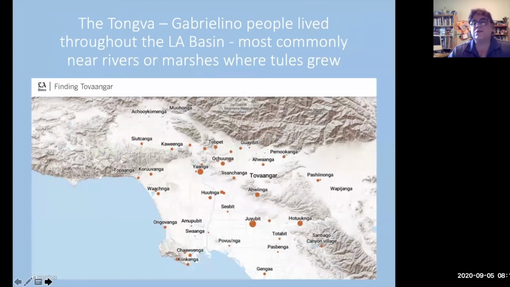Okay, so the Tongva Gabrielino people are the people who lived throughout the LA Basin. Look how their villages are always located near waters. There's hills, water, water, water, water. They're all here. This is Sawangna. This is the village that was closest to the Bixby Marsh. It was the largest village in the Tongva.